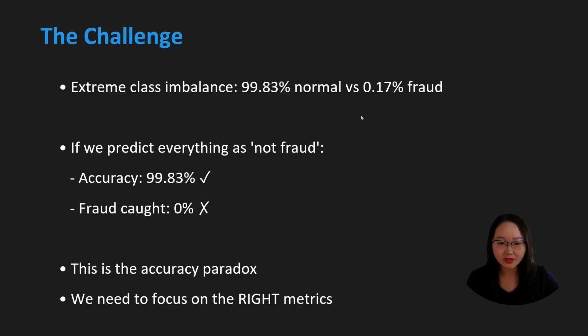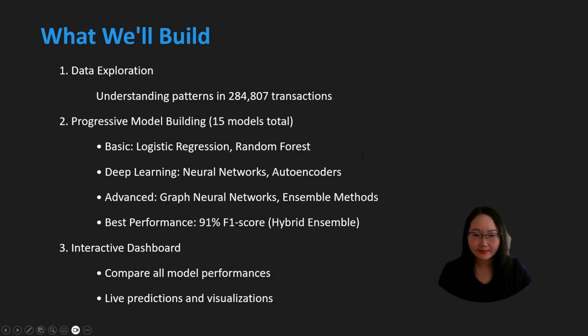Here's why this is interesting. If we just predict everything as not fraud, we will be correct 99.83% of the time. But we would catch zero fraud. That's useless. This is the accuracy paradox, and it's what makes fraud detection challenging and perfect for learning advanced machine learning techniques.